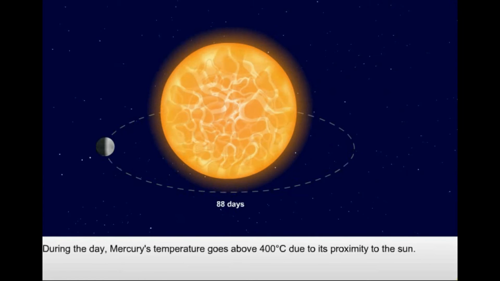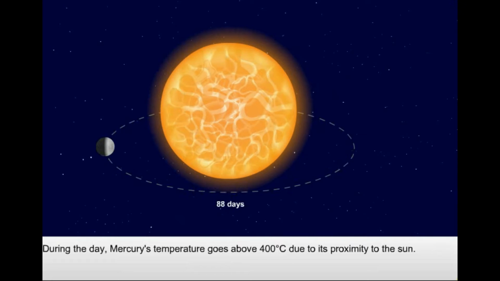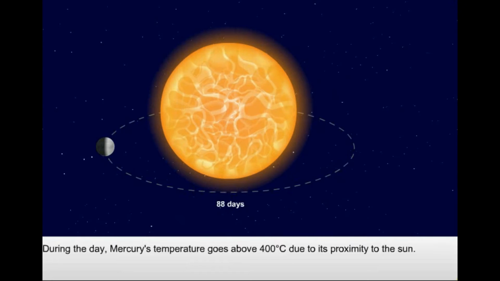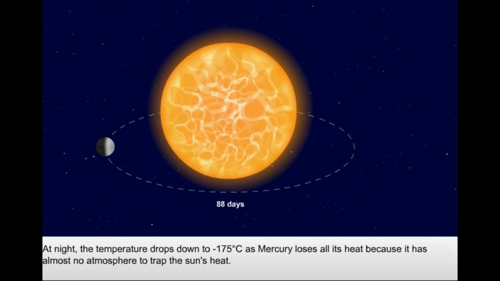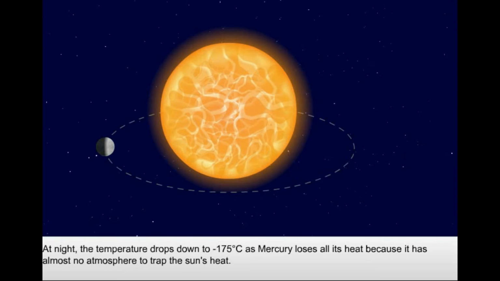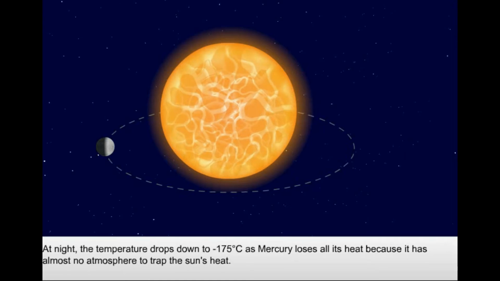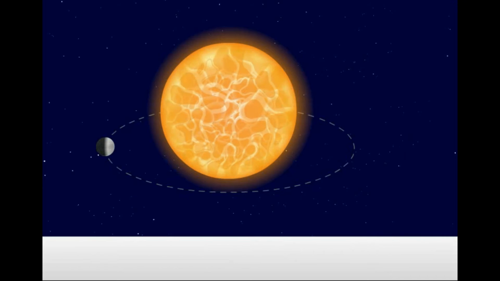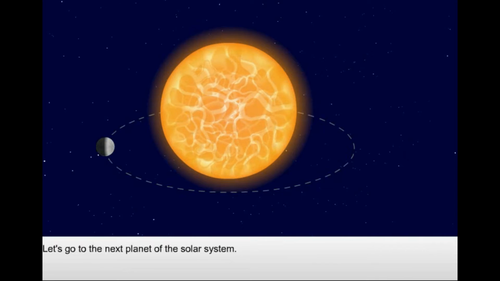During the day, Mercury's temperature goes above 400 degrees Celsius due to its proximity to the Sun. At night, the temperature drops down to -175 degrees Celsius as Mercury loses all its heat because it has almost no atmosphere to trap the Sun's heat. Let's go to the next planet of the solar system.